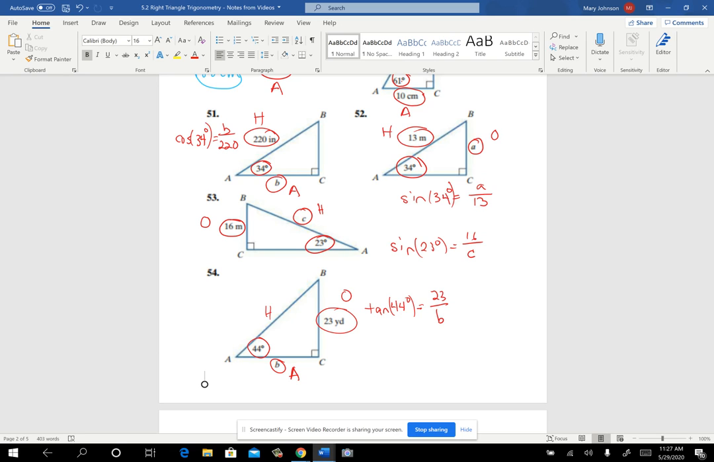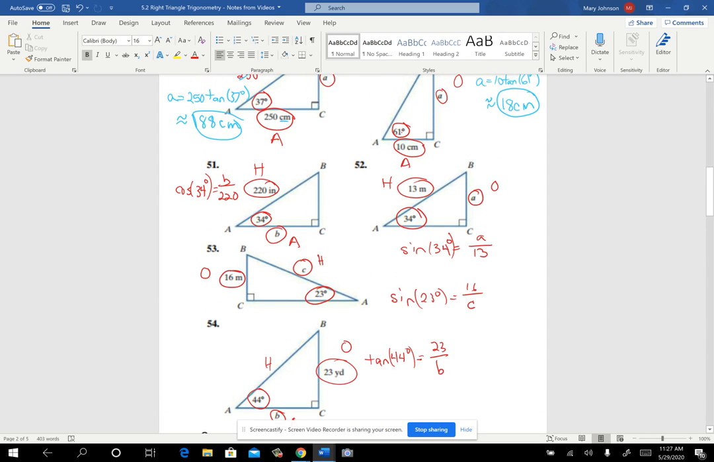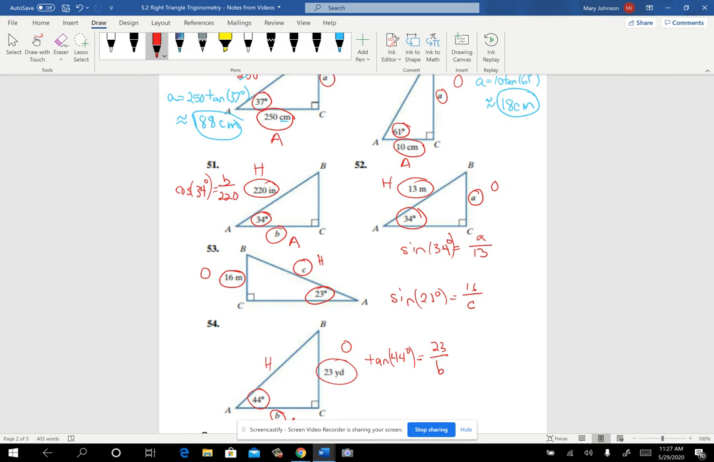Okay, so that's the part that really is the trig part, is understanding how to set up those ratios. Now we're going back and doing the algebra part. Okay, so let me go back to 51. So let's finish these up, and you do want to justify your work, so make sure you're putting in that middle step. Okay, so here we'd have to multiply by 220. So B would equal 220 times the cosine of 34 degrees.